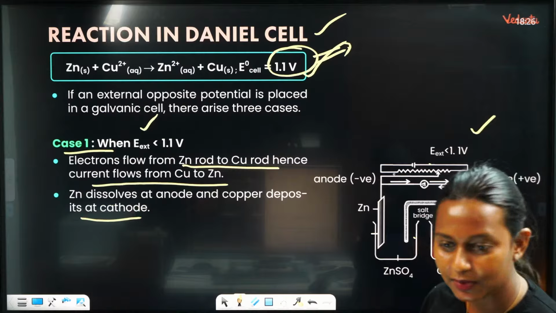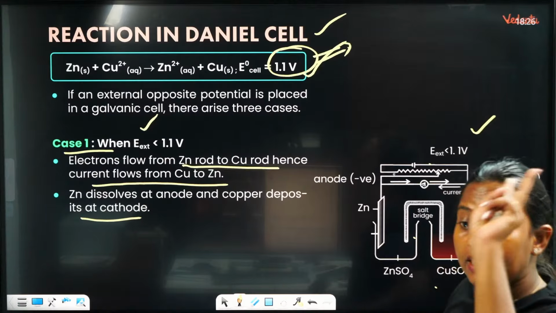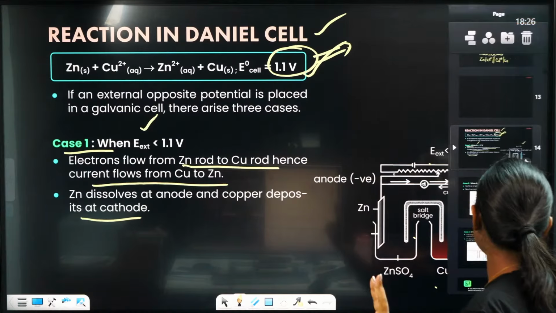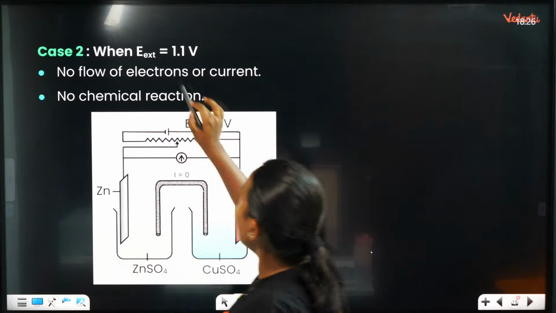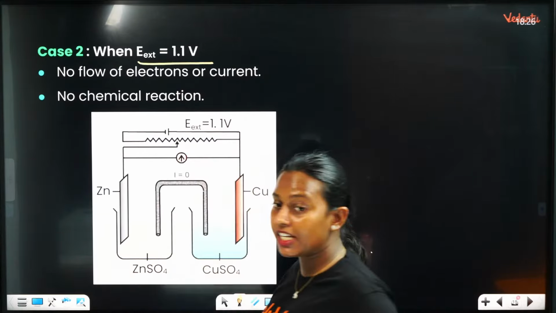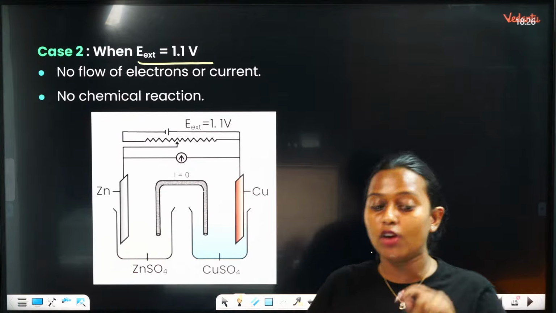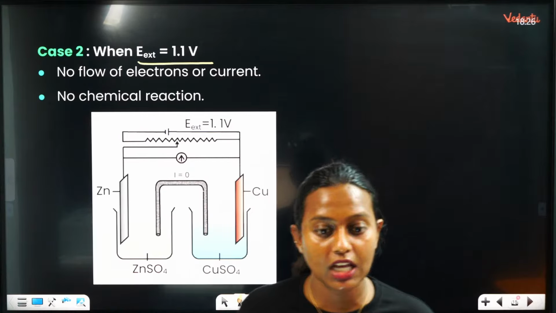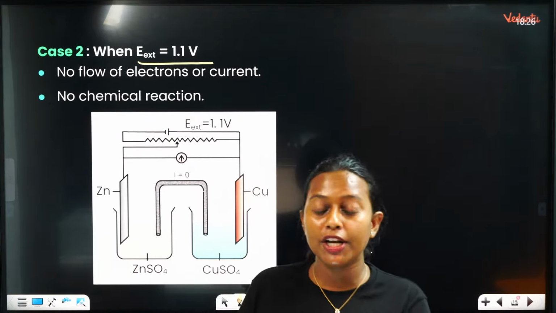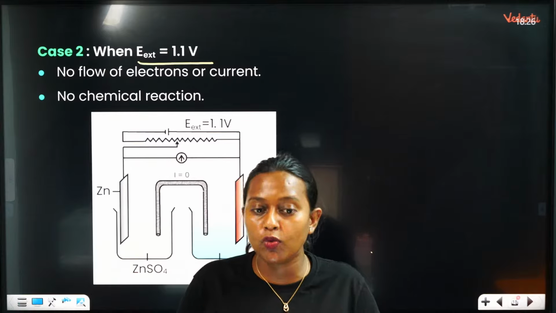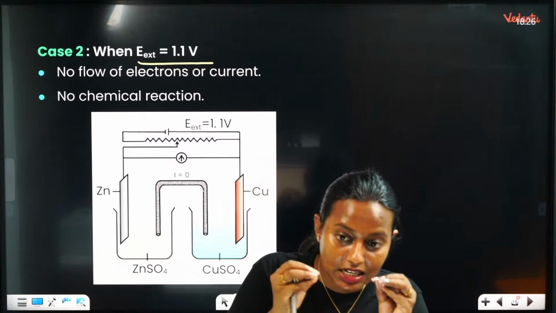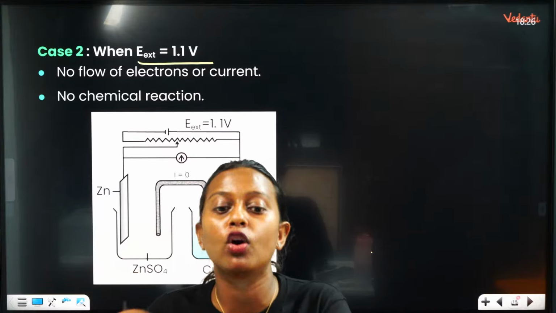So here there is no change. Then we are moving to the second case. What is case 2? The external voltage I am applying: first it was less than 1.1 volt, next I am going to apply the same, 1.1 volt external energy.